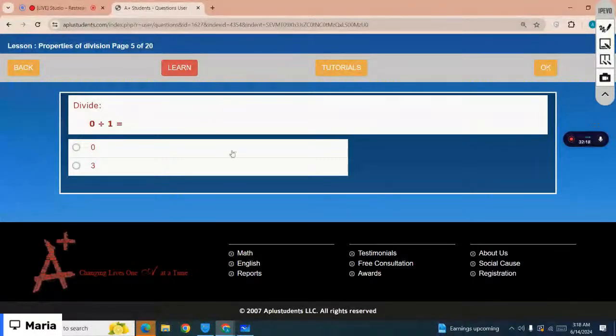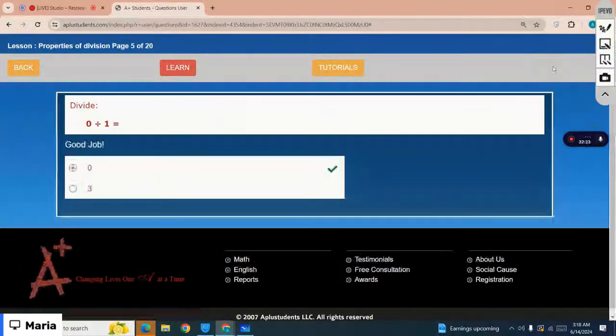The correct option is 0. 0 divided by 1 is 0. Option number 1 is the correct option.